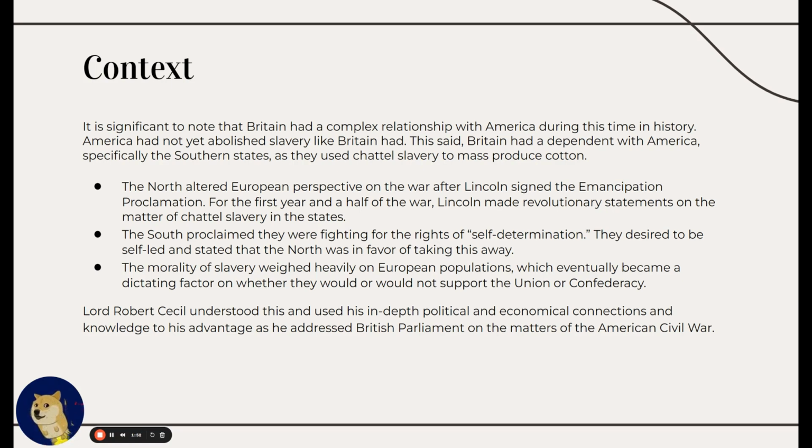The South claimed to fight for self-determination, accusing the North of encroaching on their autonomy. The moral dilemma of slavery influenced European support for either the Union or Confederacy. Lord Robert Cecil leveraged his political and economic expertise to navigate these complexities, addressing the British Parliament on the Civil War's implications.